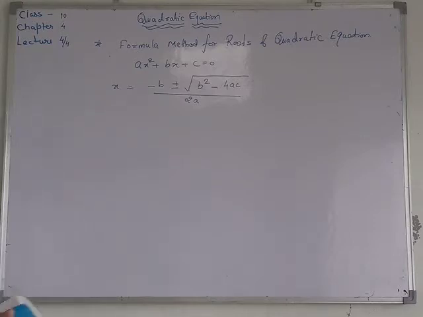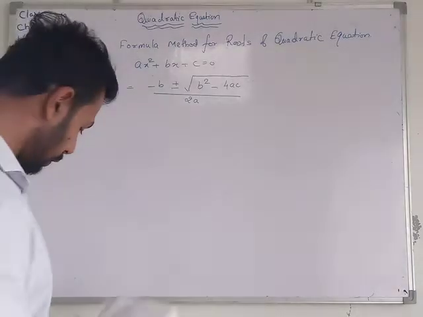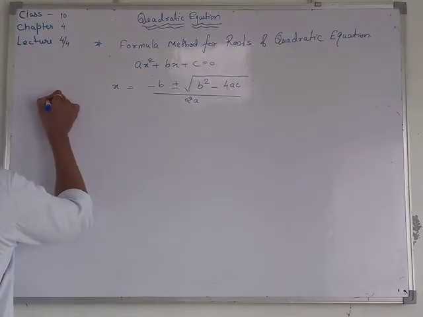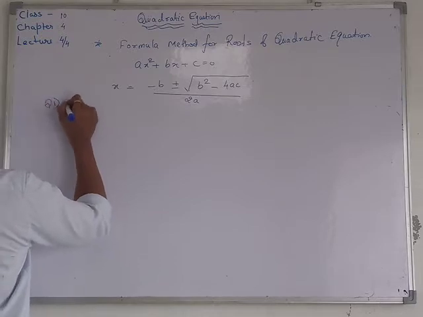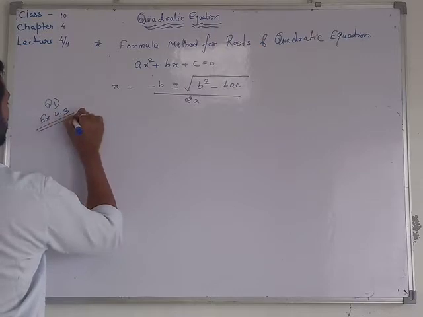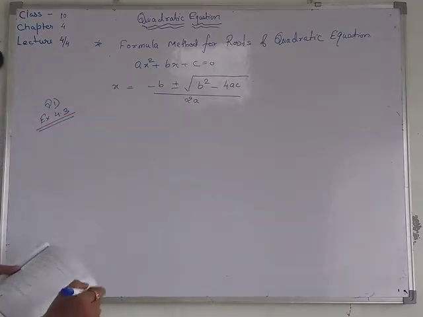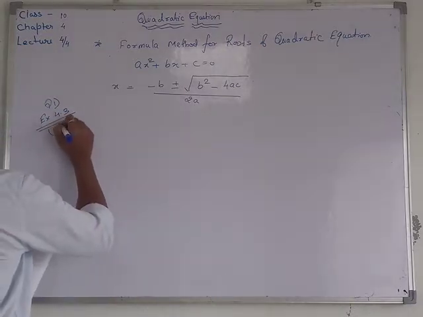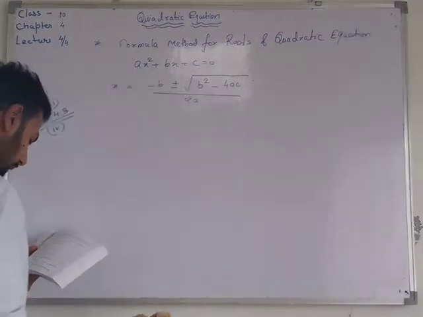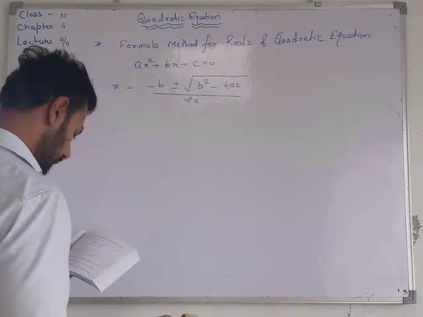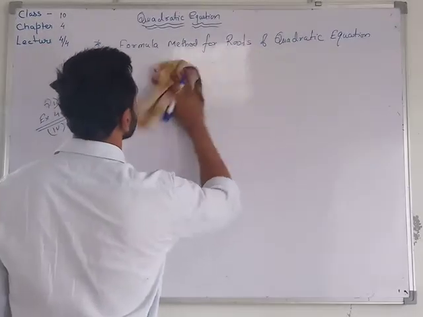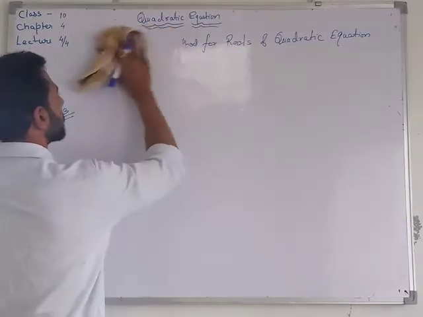First question I am taking from exercise 4.3, question number 1, fourth part. The fourth part says that 2x square plus x plus 4 is equal to 0. We have to solve this equation by the formula method.